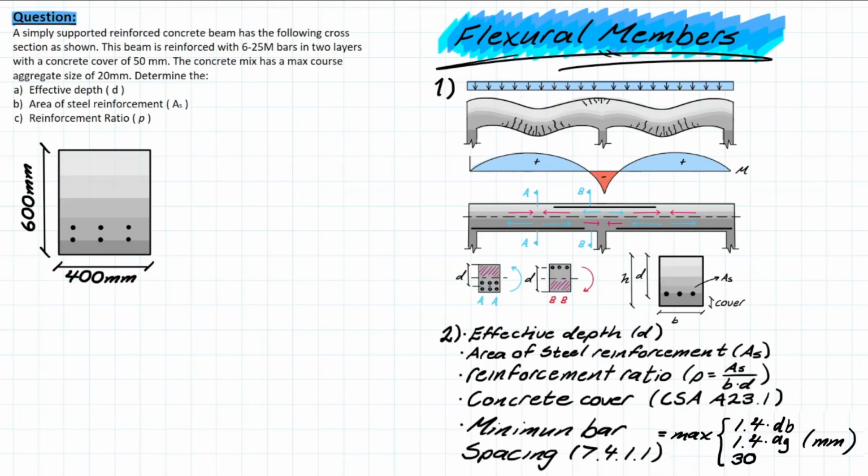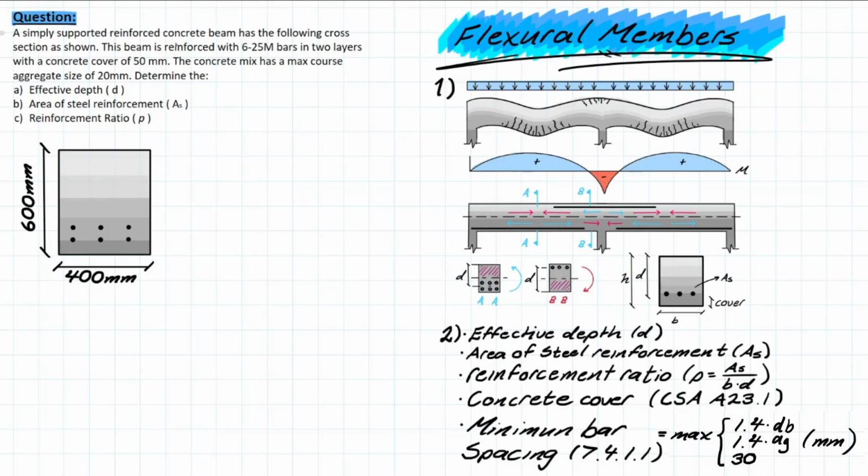We go to the code and we find that the minimum spacing will be based on the maximum of these three design parameters. So we have 1.4 times the diameter of your bar, 1.4 times the max aggregate size in your mix, or 30 mm. Depending on which is the max, that will be your minimum required spacing between bars. So now we can hop into the problem and see how to solve for each of these different parameters.